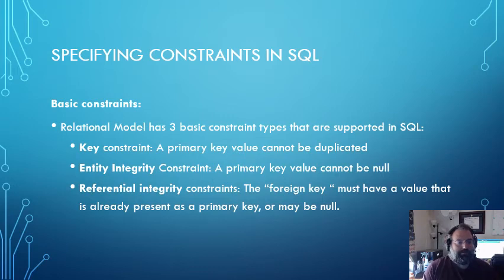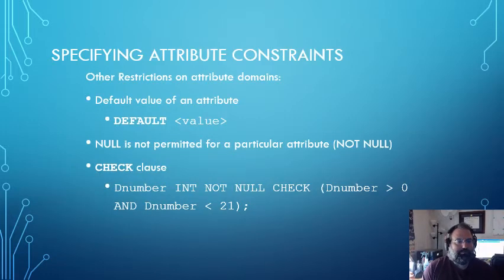The relational model has three basic constraint types that are supported in SQL. You have a key constraint, which says a primary key cannot be duplicated, so it's essentially uniqueness. The entity integrity constraint says a primary key cannot be null. And the referential integrity constraint says that the foreign key must have a value that is already present as a primary key, or may be null, depending upon how things are configured.